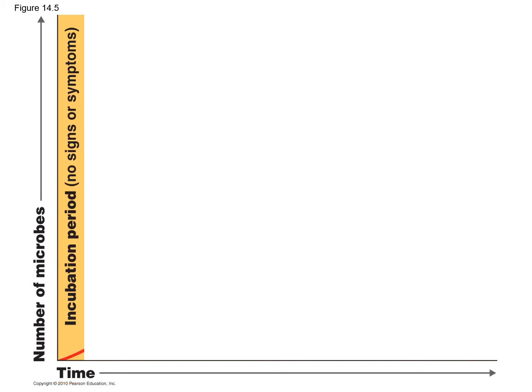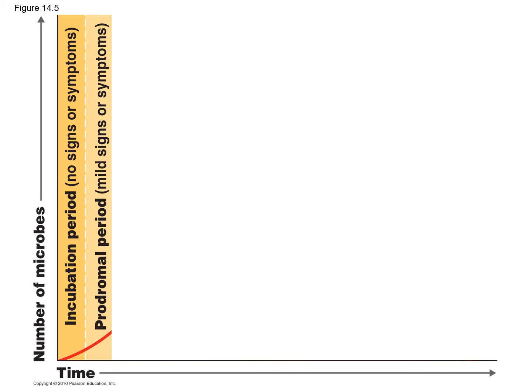The first stage of disease is called the incubation period. So the incubation period starts at time 0. That's where you encounter the microbe, and during the incubation period you have no signs or symptoms. So no evidence of the disease is present. And during this time, the number of microbes is very low because the microbes are getting used to your body as an environment, adjusting to that environment.